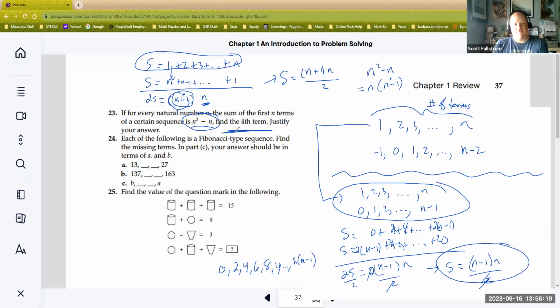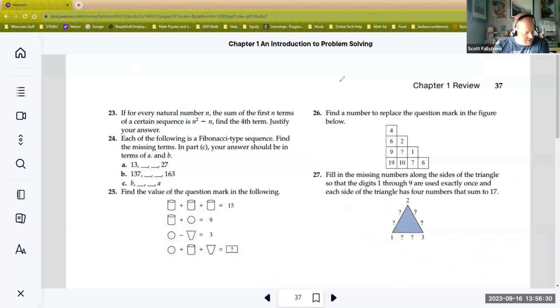So they now say find the fourth term. So first, second, third, fourth, and there's my fourth term. My fourth term would be the number 6. Okay. Let's see here. Next up was 24, part C.